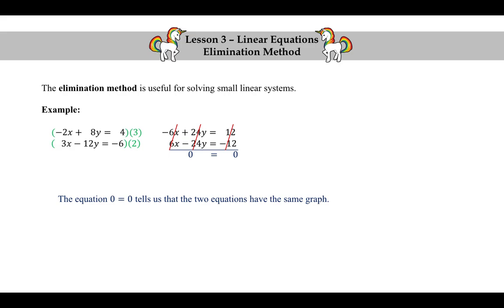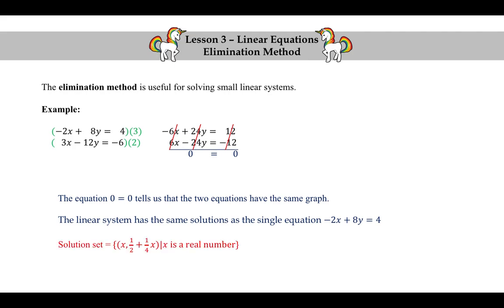The equation 0 equals 0 tells us that the two equations have the same graph. So the linear system has the same solutions as the single equation -2x plus 8y equal to 4. The solution set of this single equation is the set of points of the form (x, 1/2 plus 1/4 x), where x is a real number.